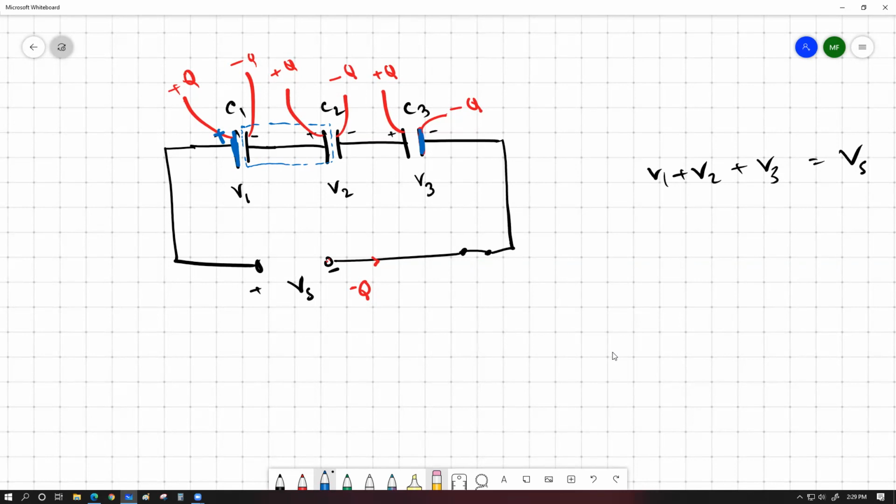When this plate is charged at plus Q, this adjacent plate is charged at minus Q. If this is minus Q, this adjacent plate has to be charged at plus Q, and vice versa. It goes on, which basically tells us in the series combination, all the capacitors will have the same amount of charge stored. You cannot have different amounts of charge stored through them. Does this idea make sense? In a series combination, all the capacitors have Q1 equals Q2 equals Q3 equals, let's say, only Q.